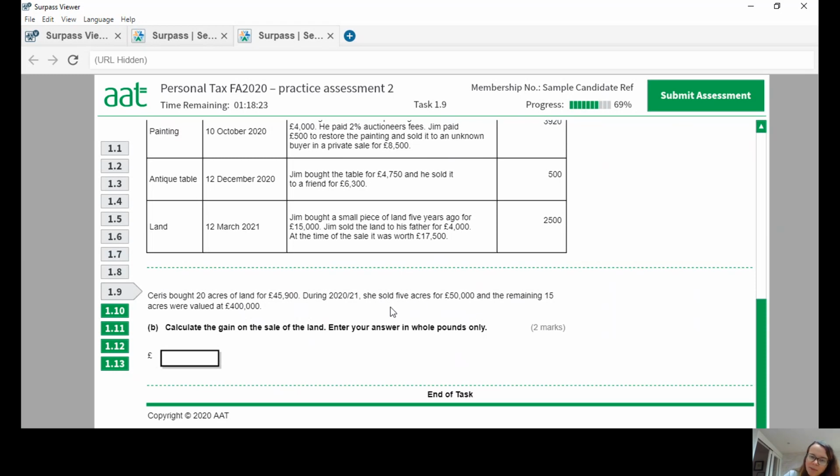Right, don't fall into the trap of doing 5 out of 20. It's the value of the bit you've sold over the value of the whole thing. So the proceeds are 50,000, subtract the 5,100, which is the cost of the bit that we've sold, gives us an answer of 44,900.